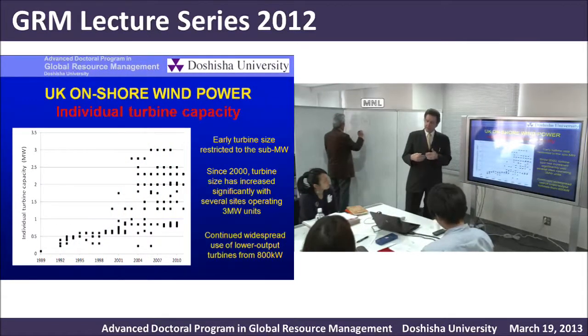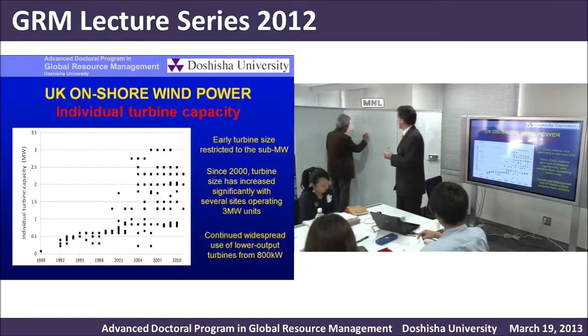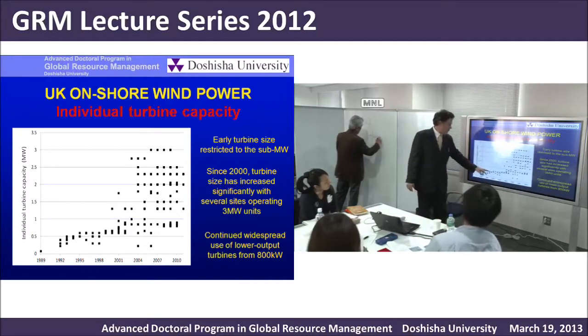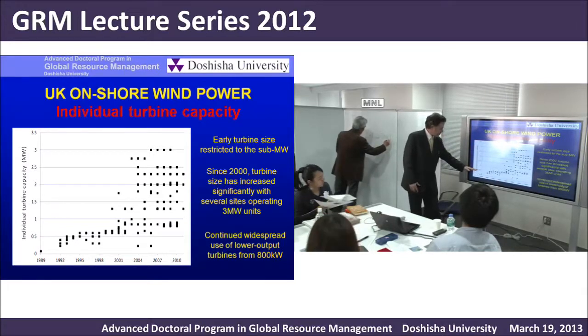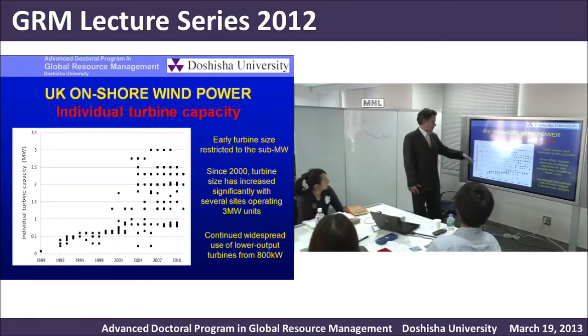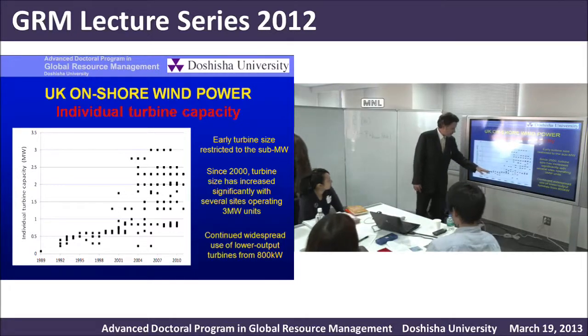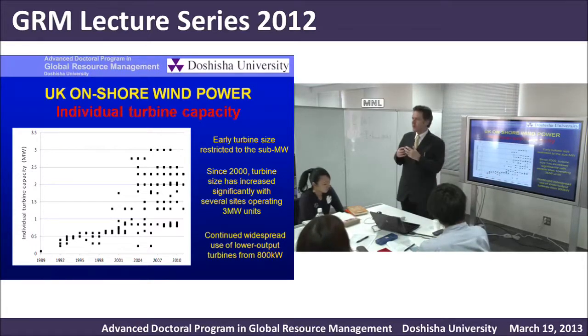We'll run through a few slides now to show the picture of what's happened in terms of size and numbers. 20 years ago, we had turbines. On the y-axis here, we've got individual turbine capacity in megawatts, or thousands of kilowatts. Down here in, say, 1992, up to 2000, we had turbines of the order of a few hundred kilowatts.